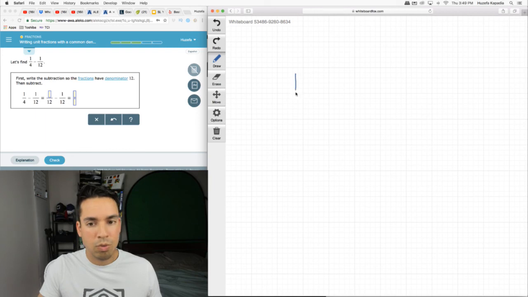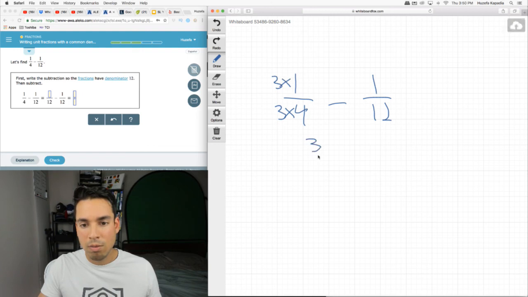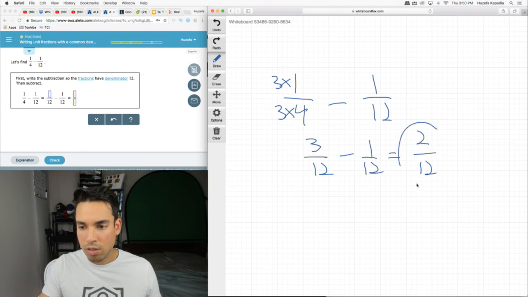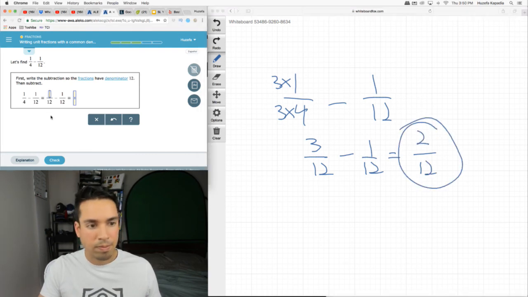All right, last but not least, 1 over 4 minus 1 over 12. They've turned this into 12, so they must multiply the top and bottom by 3. And we get 3 over 12 minus 1 over 12, which gives us 2 out of 12.